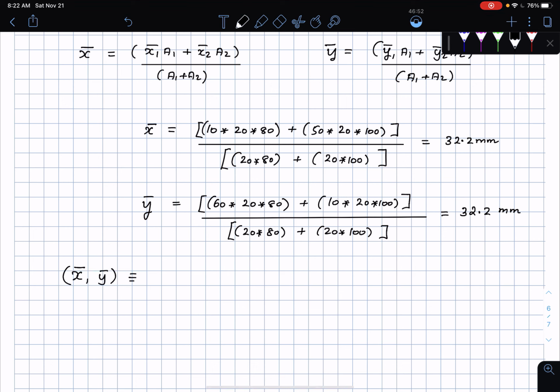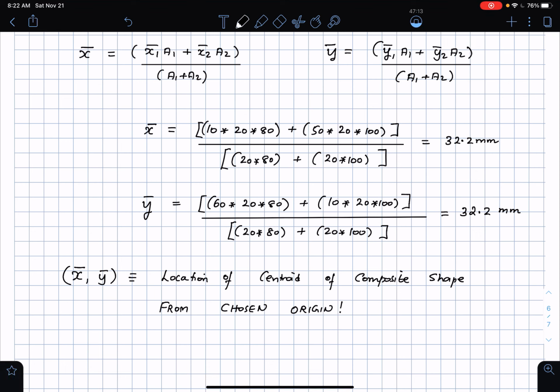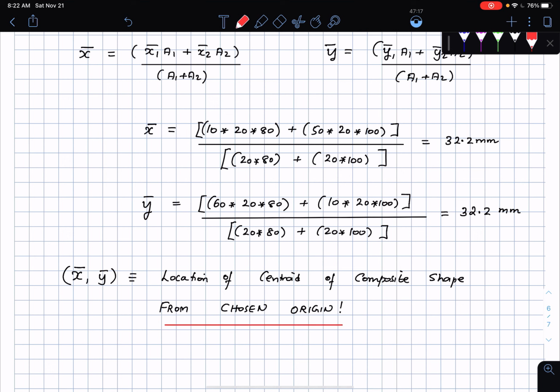So this x bar and y bar is now the location of the centroid of the composite shape. Very importantly, from the chosen origin. This is an important line here, because if you choose a different origin, then your numbers are going to be different, but the location is still going to be the same.